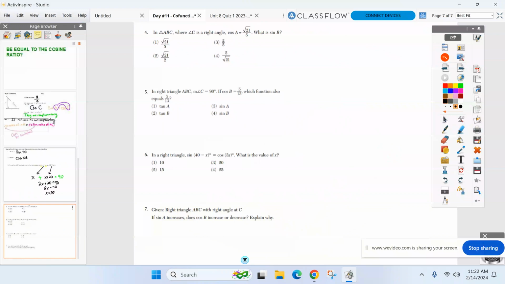We got triangle ABC. C's the right angle. If you want to see a visual, sure. C's the right angle, so AB is the hypotenuse.